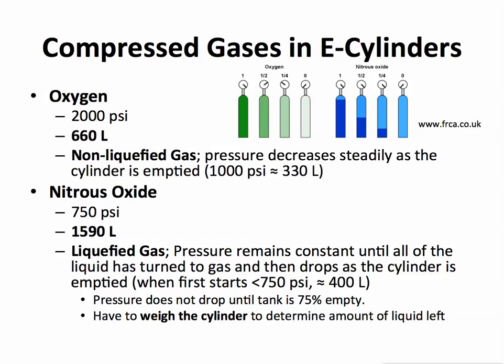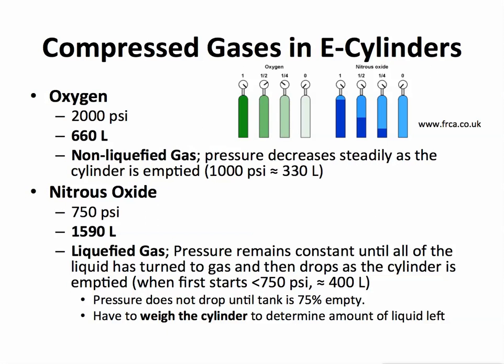Nitrous oxide is supplied at 750 psi with 1,590 liters of gas. It is a liquefied gas, and the pressure in that tank will remain constant until all of the liquid has turned to gas, and then it begins to drop as the cylinder is emptied. When it first starts to drop from that pressure of approximately 750 psi, there is only about 20% of that gas left, or approximately 400 liters or so of nitrous oxide.